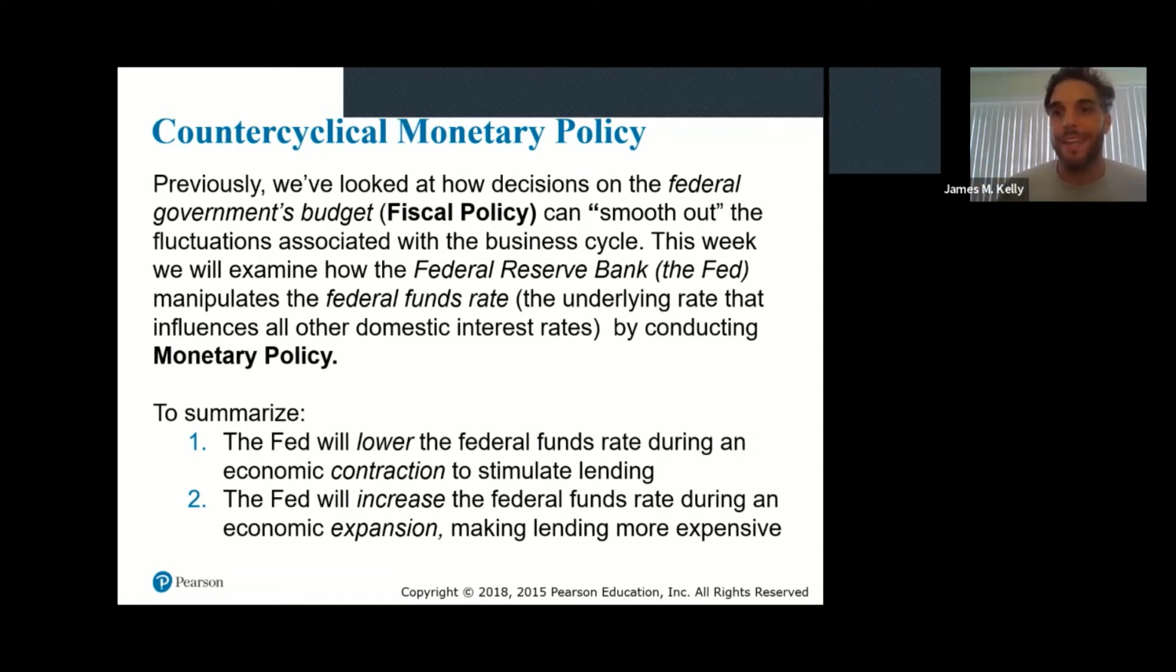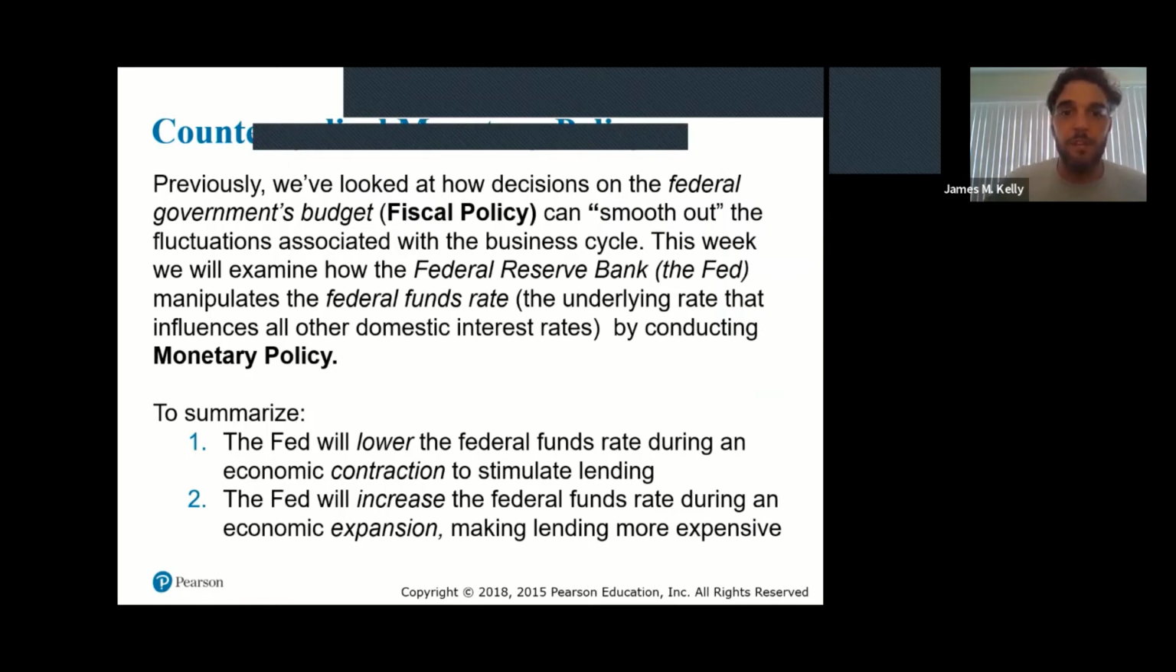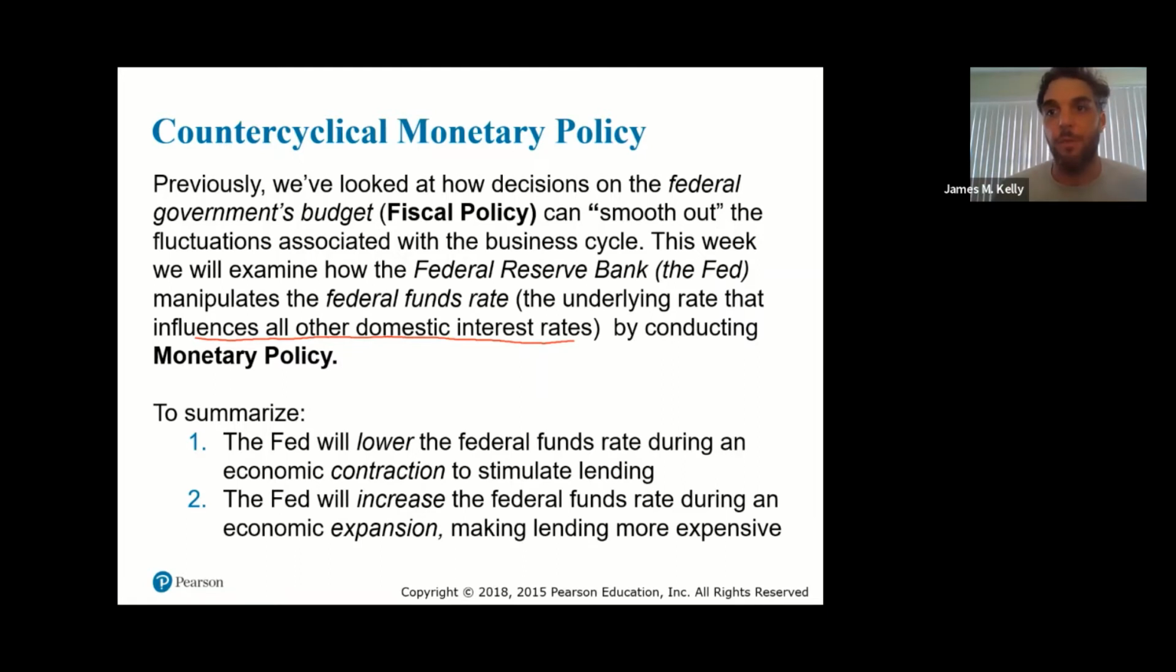So during a contractionary period, what we'll see is the Fed is going to make credit more available by lowering the federal funds rate. And the federal funds rate is just the interest rate that dictates all other interest rates that we see in the credit market. So lending rates for households via loans or mortgages for house purchases, and interest rates on car loans, that's all going to be influenced by the federal funds rate.